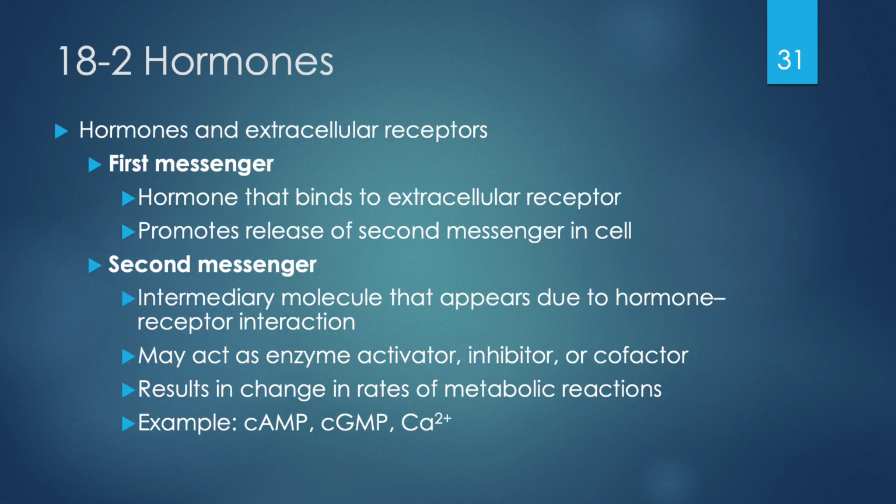The mechanism by which a hormone communicates with a cell is by using first and second messengers. The first messenger is whenever we have a hormone that's going to bind to the extracellular receptor. And this promotes the release of the second messenger in the cell. The second messenger is an intermediary molecule, and what it does is it acts as an enzyme activator or an inhibitor or a cofactor. And the result is that it changes the rate of metabolic functions. Examples of this include cAMP, cGMP, or calcium.